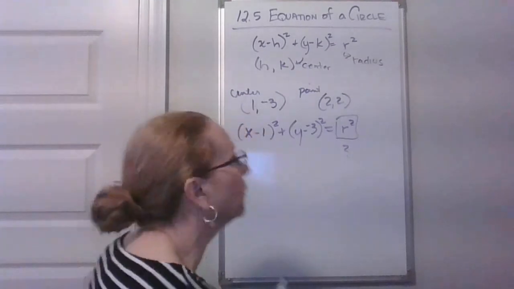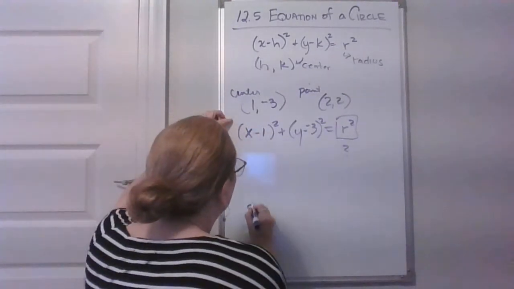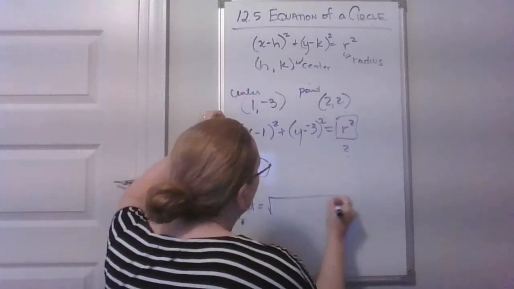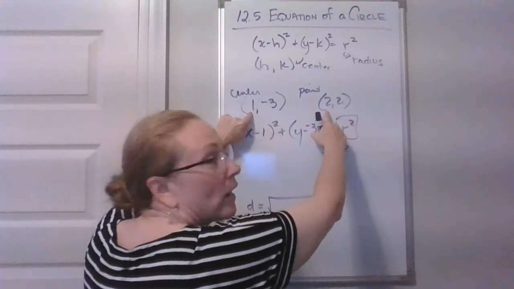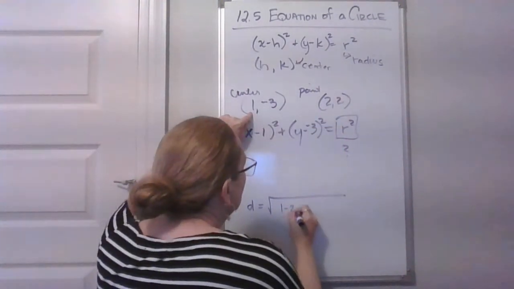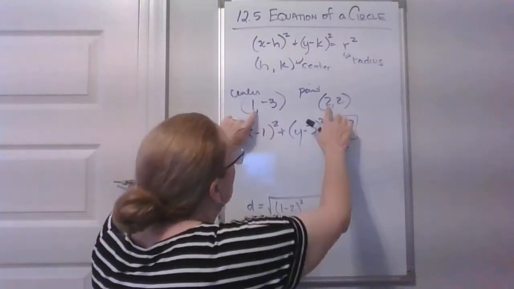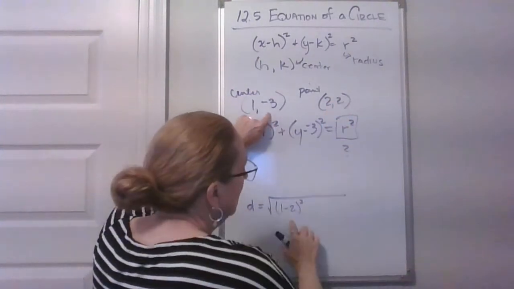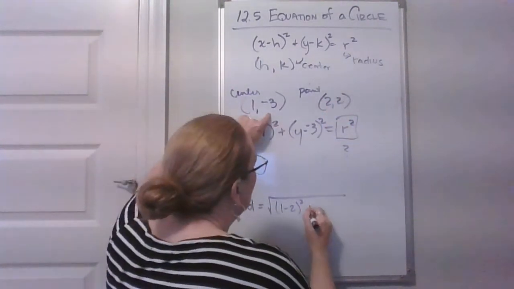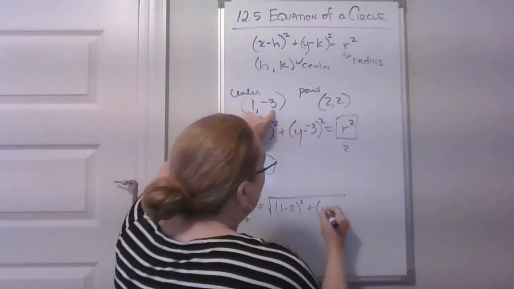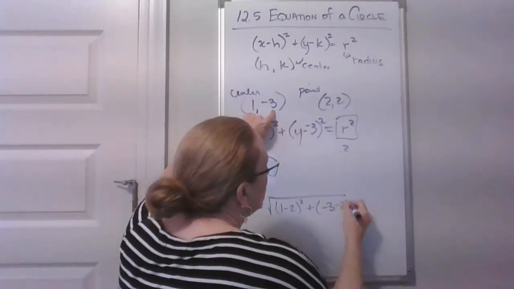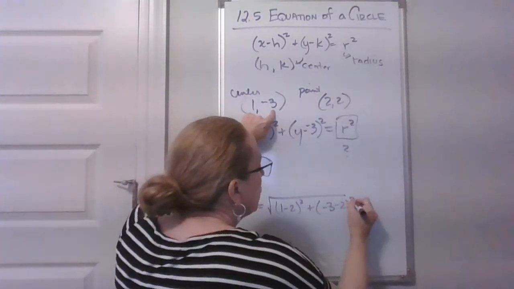Remember our distance formula tells us subtract our x values. Does not matter which one goes first. Subtract the x's and square, plus subtract the y values. Again, the order does not matter, and square it.